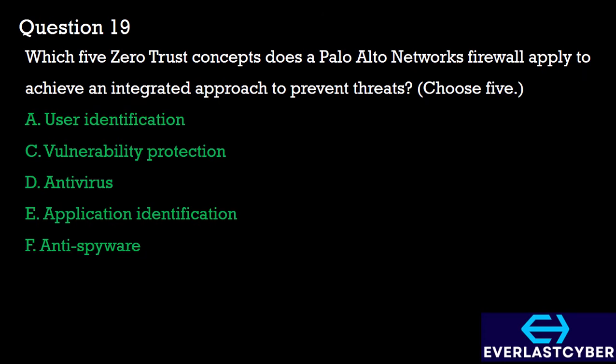The fourth one is application identification. It identifies applications regardless of the ports, protocols, or encryption, providing granular control over the network traffic. The fifth one is anti-spyware. So this detects and prevents spyware and command and control communication, stopping malicious activity before it spreads.